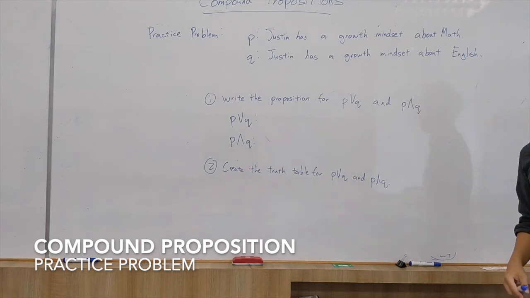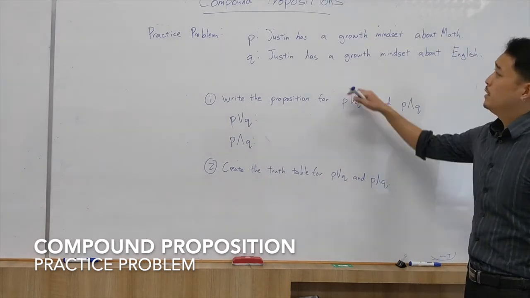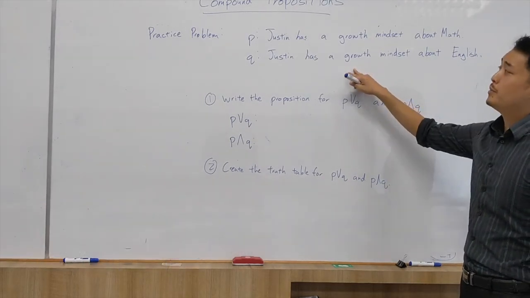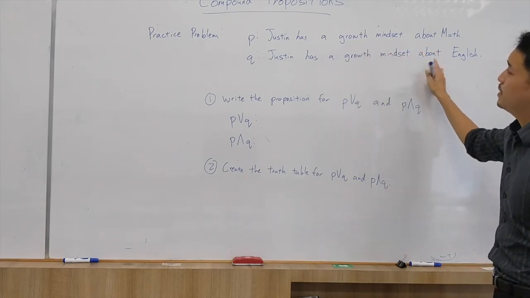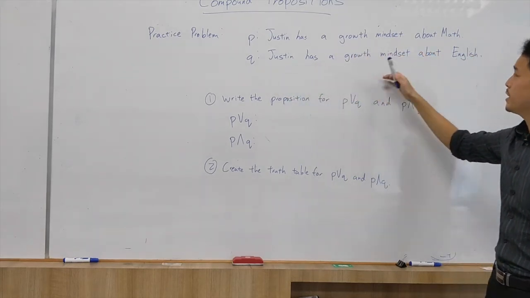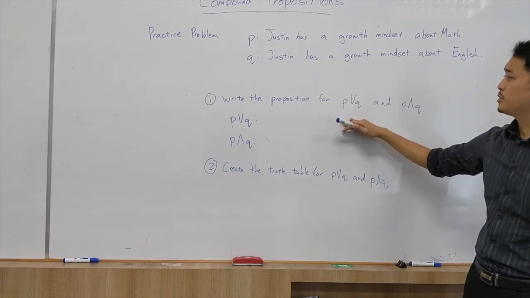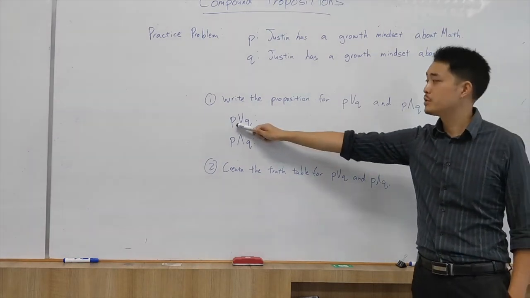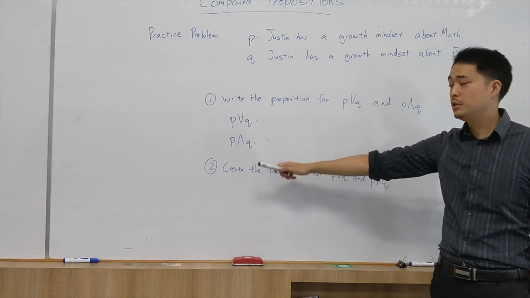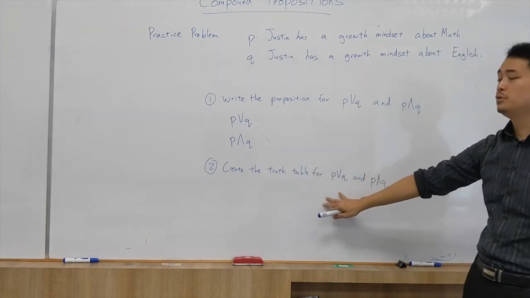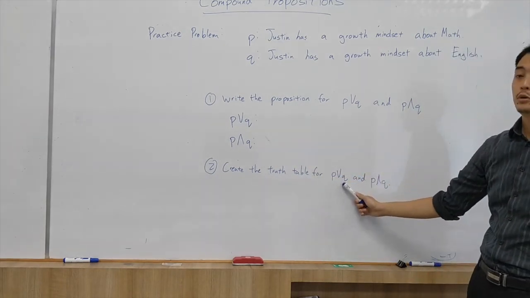All right, guys, our practice problem for today. I have two statements for you, two propositions. Justin has a growth mindset about math. Justin has a growth mindset about English. First part, I want you to write two compound propositions, P or Q and P and Q, and then I want you to create the truth tables for P or Q and P and Q.